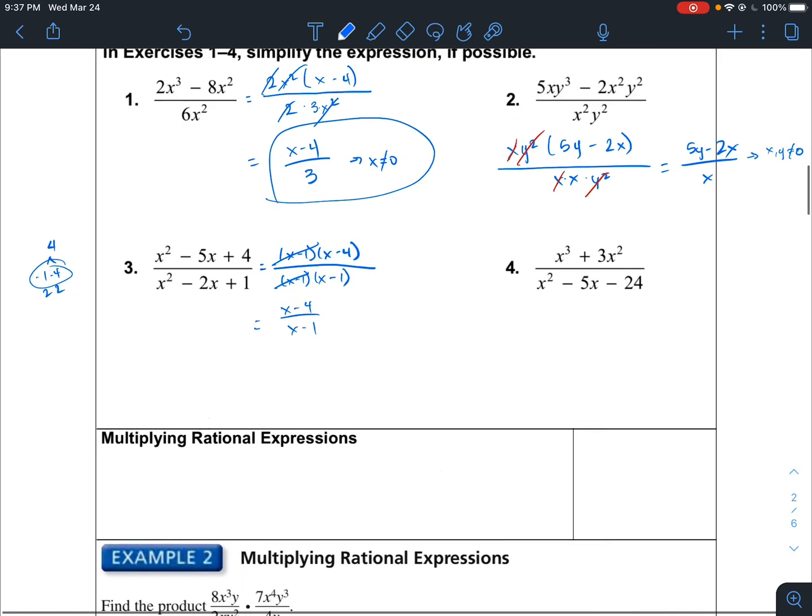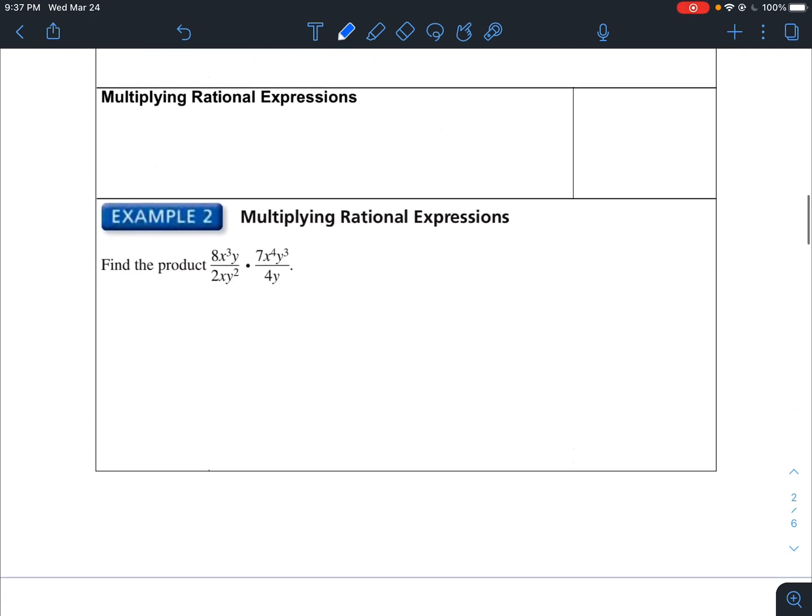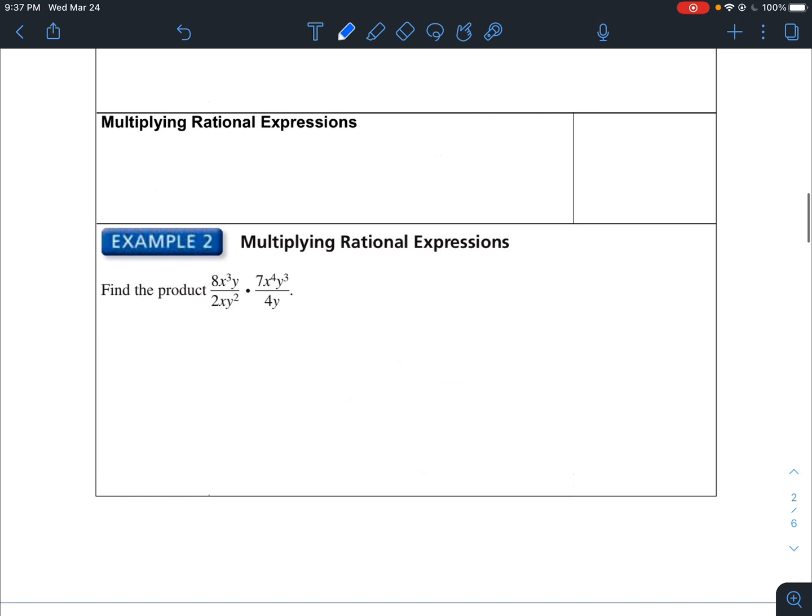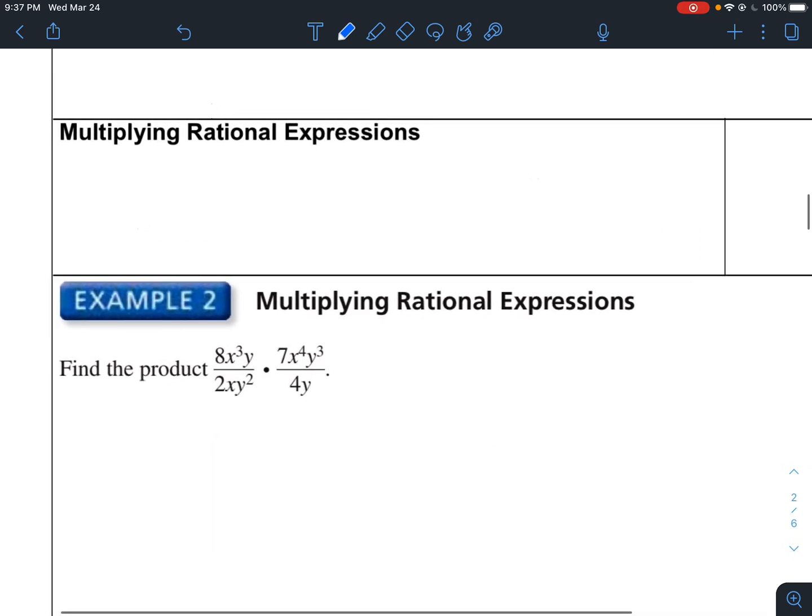And so hopefully you guys can do this one on your own. But let's move on to this example 2. But before we get into that, let's make sure that we understand how. So now we're going to be multiplying rational expressions. So we just simplified, but now let's learn how we can multiply.